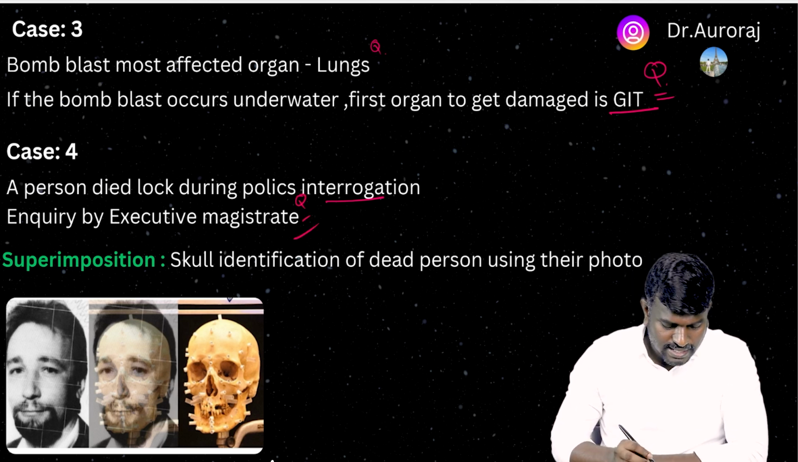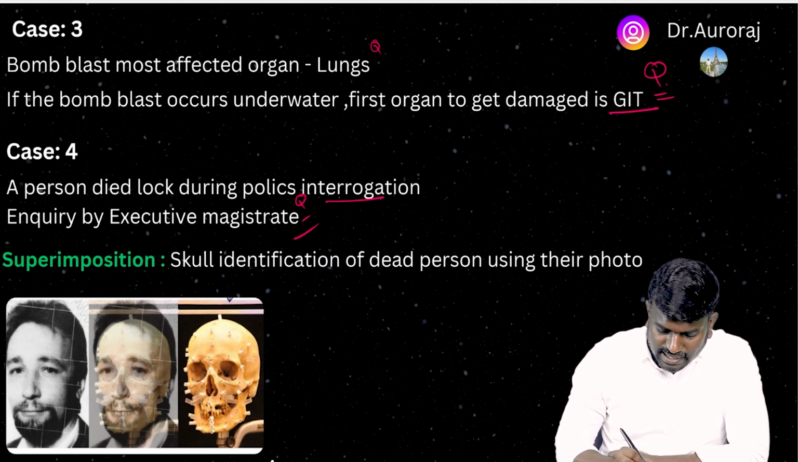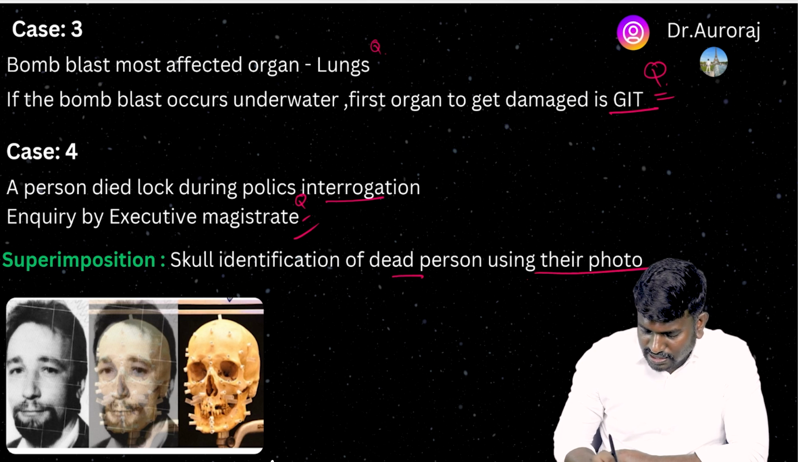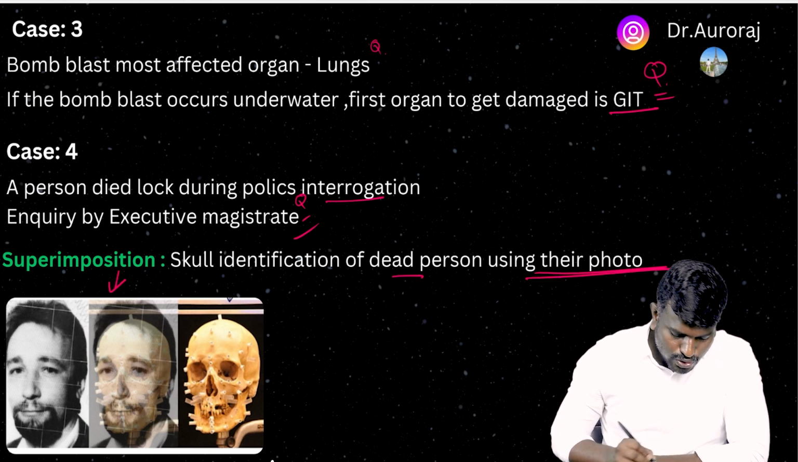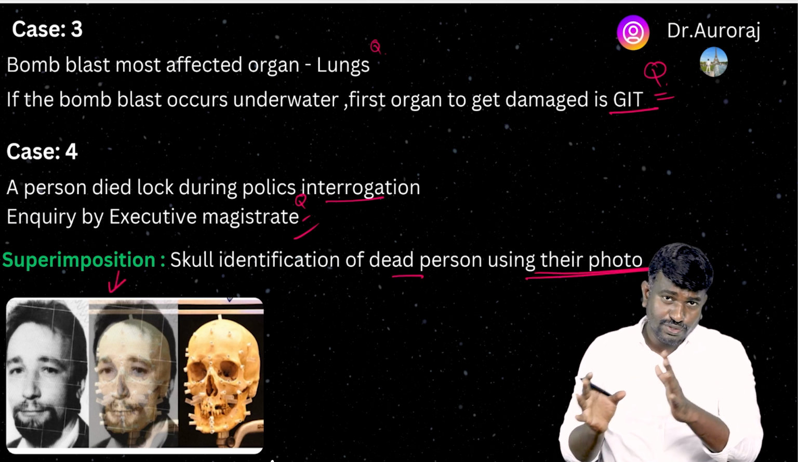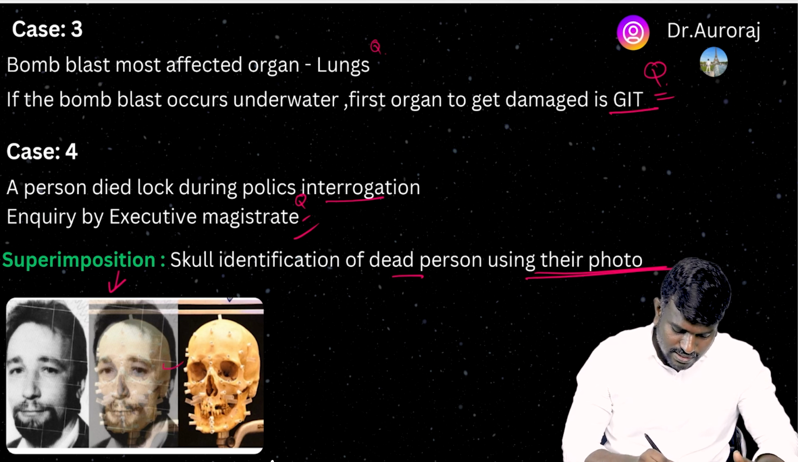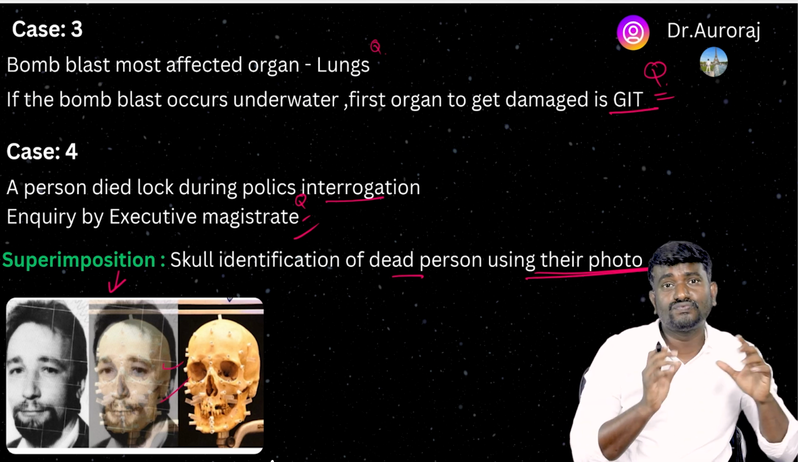Yes, please remember. Next, superimposition is skull identification of a dead person using their photo. This is called as what? Superimposition. You're going to align the skull of the victim with his photo. Yes.